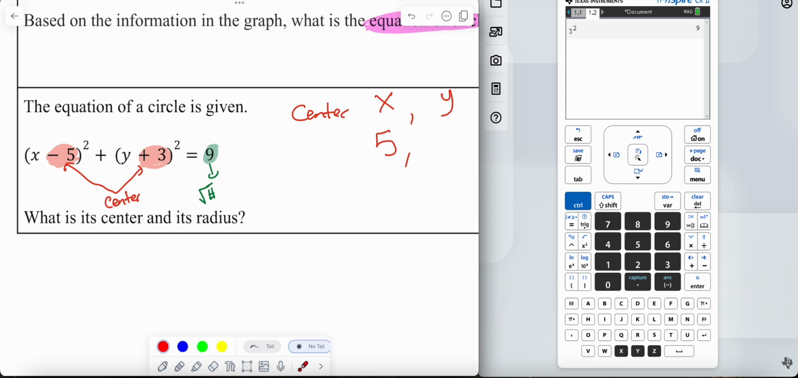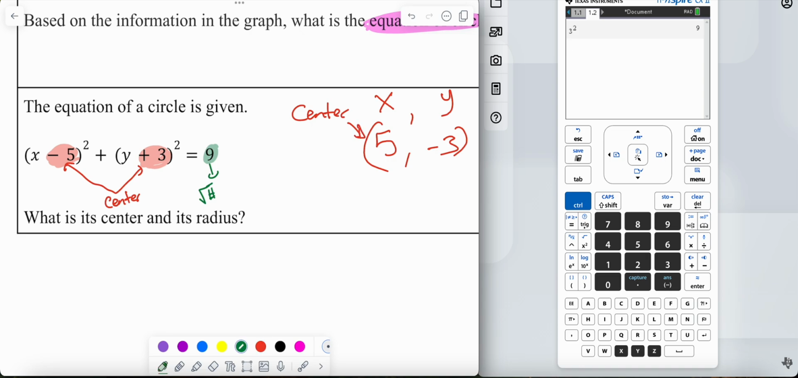Now for my y, notice that this is my y, and right here, it has a positive 3. For when you see a positive 3, you do the opposite. So opposite of positive 3 is going to be a negative 3. And this is going to be your center from the equation.